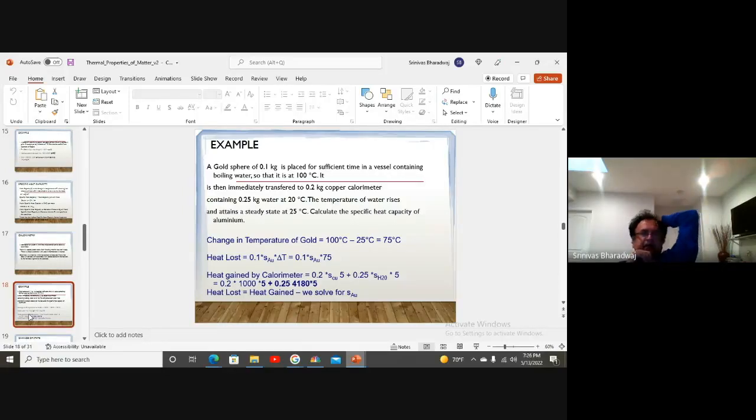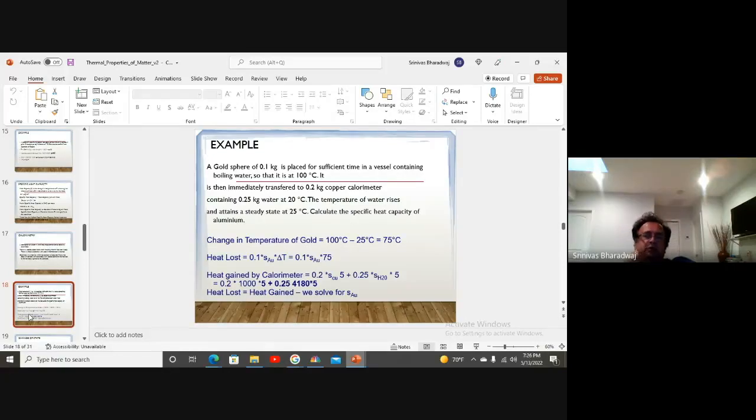It is the heat gained by the water and the vessel, right? So the vessel gains 0.2 times 5 degrees times specific heat of copper, which is 4180, plus 5 degrees times the weight of the water. What is the water? It is 0.25. 0.25 times 5 degrees times water.